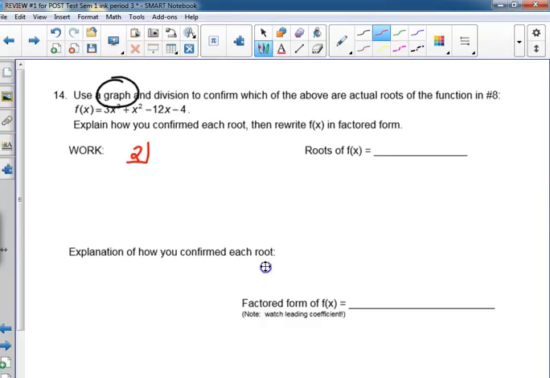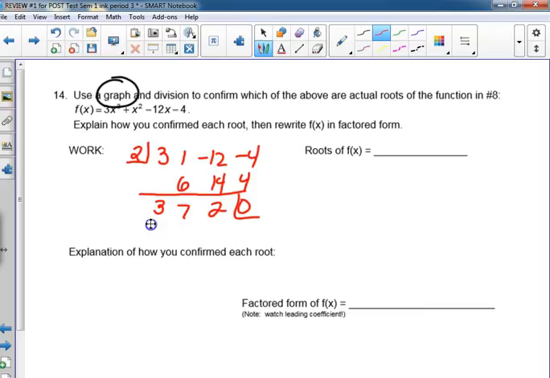It says explanation of how you confirmed, so successive synthetic divisions would be really good words to write down there. 3, 1, negative 12, negative 4. 3, bring down, multiply, add, multiply, add, multiply, it should come out 0. Then this should factor, because it's a quadratic, right? Could we just factor? This is 3x squared plus 7x plus 2. 3x, x, 2, and 1 is 6 and 1.